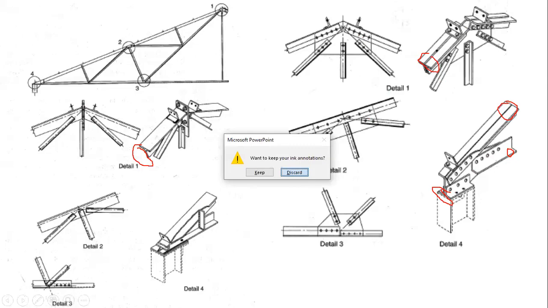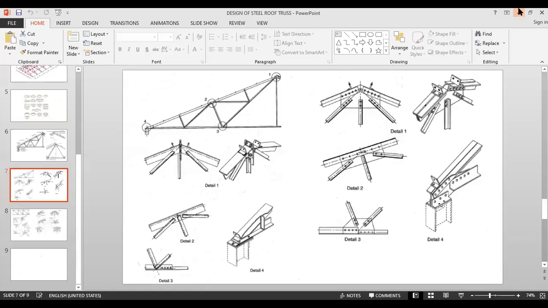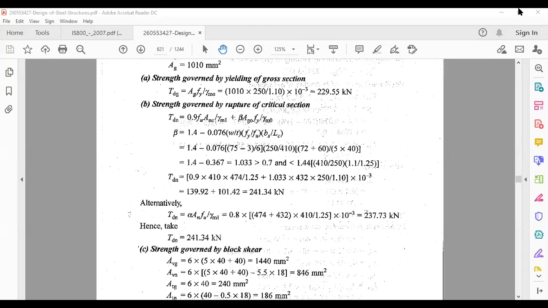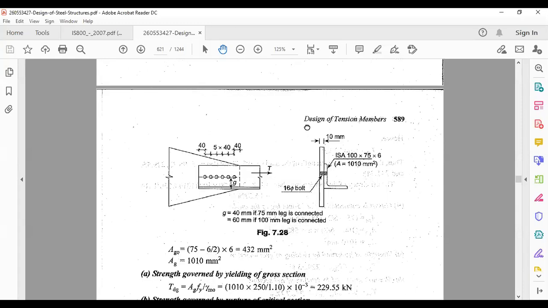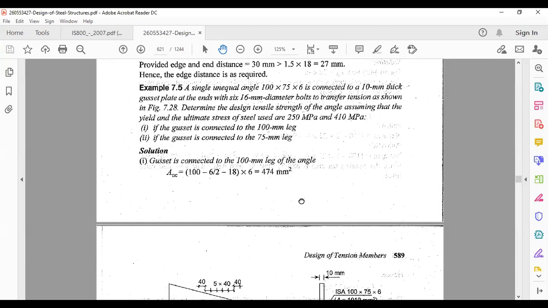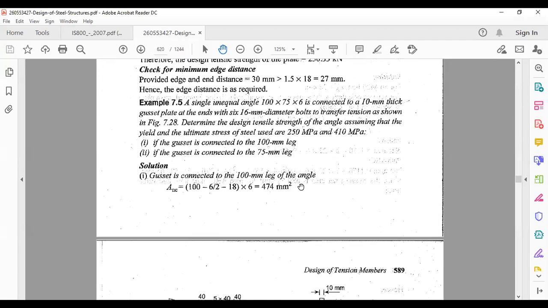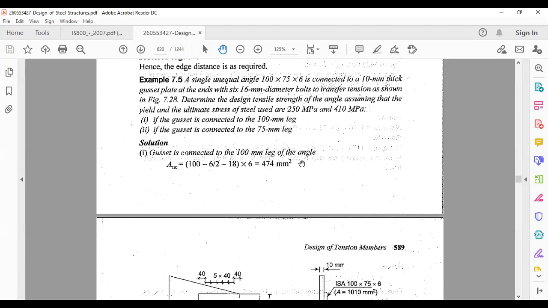Before we get into the actual design problem, I want you to brush up some of your basics of design of tension member and compression member. I'll be taking up a worked out example from Subramanian textbook, and we'll see what all things we come across in design of these tension and compression members. Design of tension member is straightforward and much simpler compared to design of compression member.